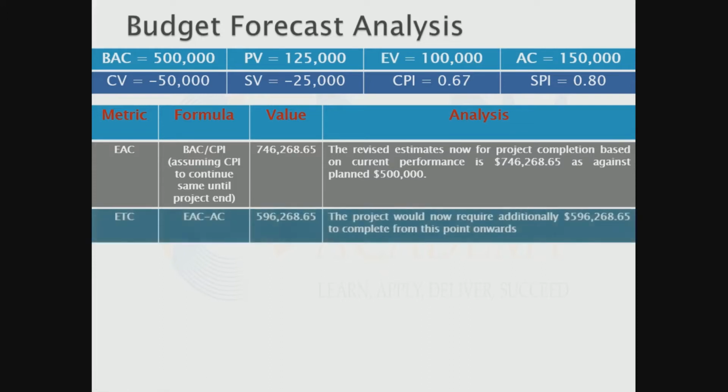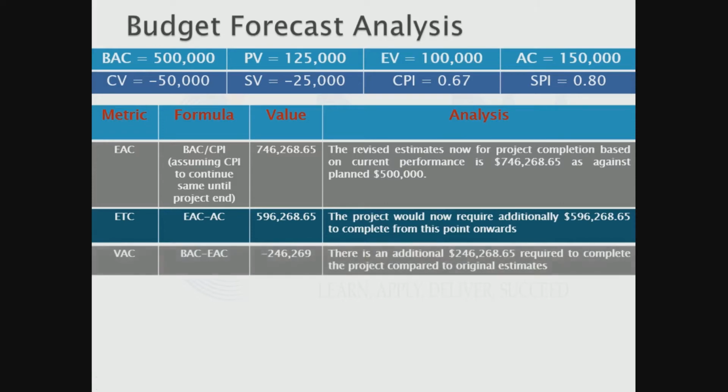Let's look at what is ETC. ETC is estimate to complete. That means from the 10th week onwards until the project is completed, we need $596,268 to complete the project. That means from now onwards the funds required would be $596,268. So that is ETC, estimate to complete.